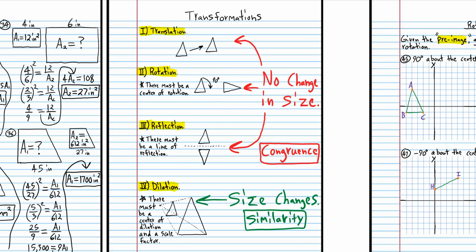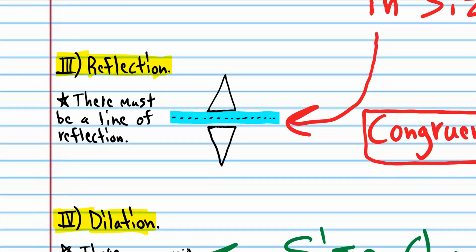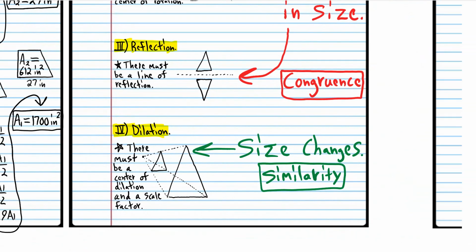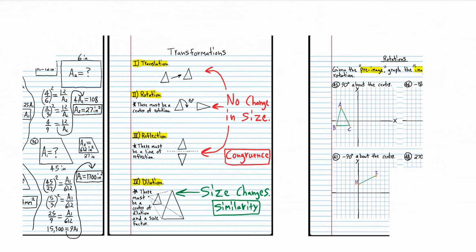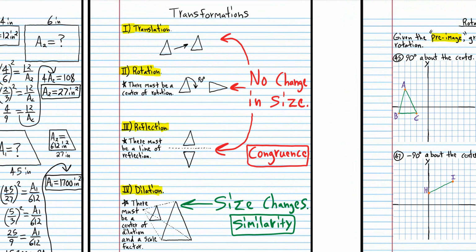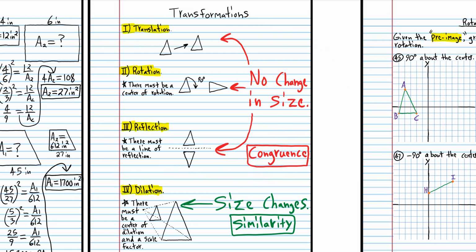And reflection is when you take a polygon and you kind of flip it over a line. If this were a mirror, then you're flipping the triangle over that line. And dilation is when you make something bigger or smaller. The shape doesn't change, but the size does. So it's important to understand that all these types of transformations don't change the size or the shape of the polygon. After you perform your transformation, this triangle is congruent to this triangle.